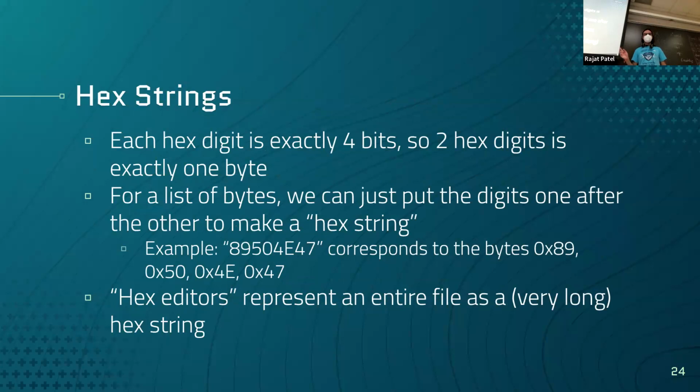So each hex digit is exactly 4 bits. So with 2 hex digits, you can represent a single byte. And for a list of bytes, you can just put the hex digits one after the other, and this gives you a hex string. So for example, take the hex string 89504E47. This corresponds to the bytes: the first byte would be hex 89, the second byte would be hex 50, the third byte would be hex 4E, and the fourth byte would be hex 47. So it's basically a human readable way of representing some random binary data. And so hex editors are special file editors that represent an entire file as a really big hex string and let you edit the individual bytes. Any questions about this?